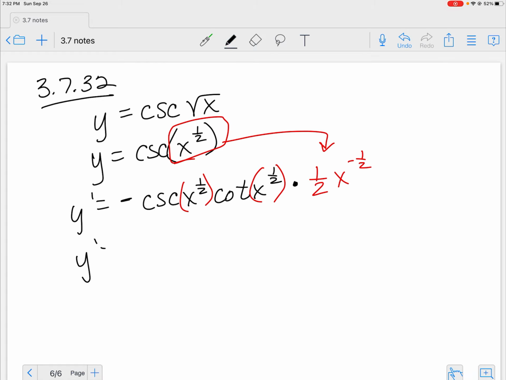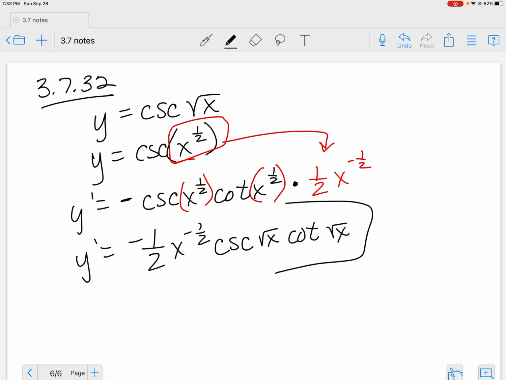Oops, go back to black. I've got a negative 1/2 x to the negative 1/2 power, cosecant x to the 1/2, cotangent x to the 1/2. And honestly, I'm going to change these to the square root of x because I think it's easier to look at. Square root of x, square root of x. I feel like it breaks it up more. All right. Very cool. Very, very cool.